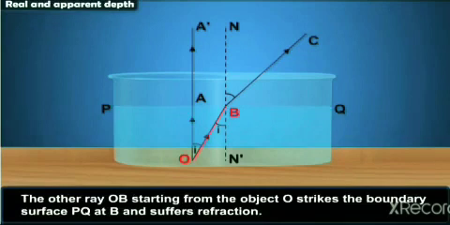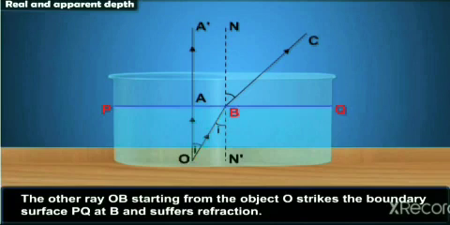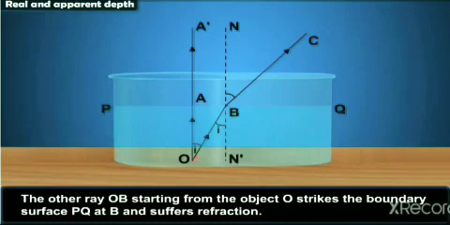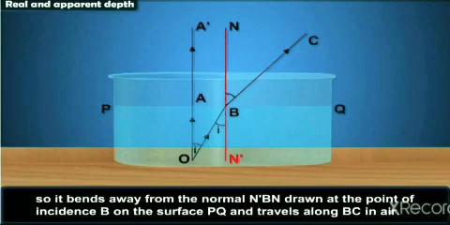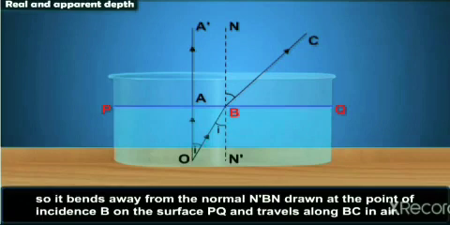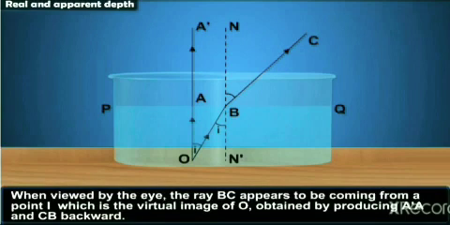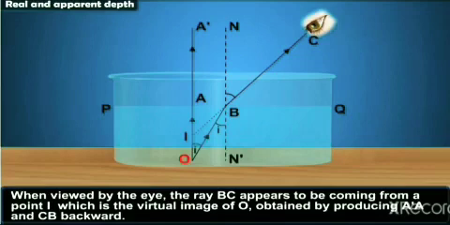The other ray, OB, starting from the object O, strikes the boundary surface PQ at B and suffers refraction. Since the ray travels from a denser medium, water or glass, to a rarer medium, air, it bends away from the normal N-BN, drawn at the point of incidence B on the surface PQ, and travels along BC in air. When viewed by the eye, the ray BC appears to be coming from a point I, which is the virtual image of O obtained by producing A' and CB backward.